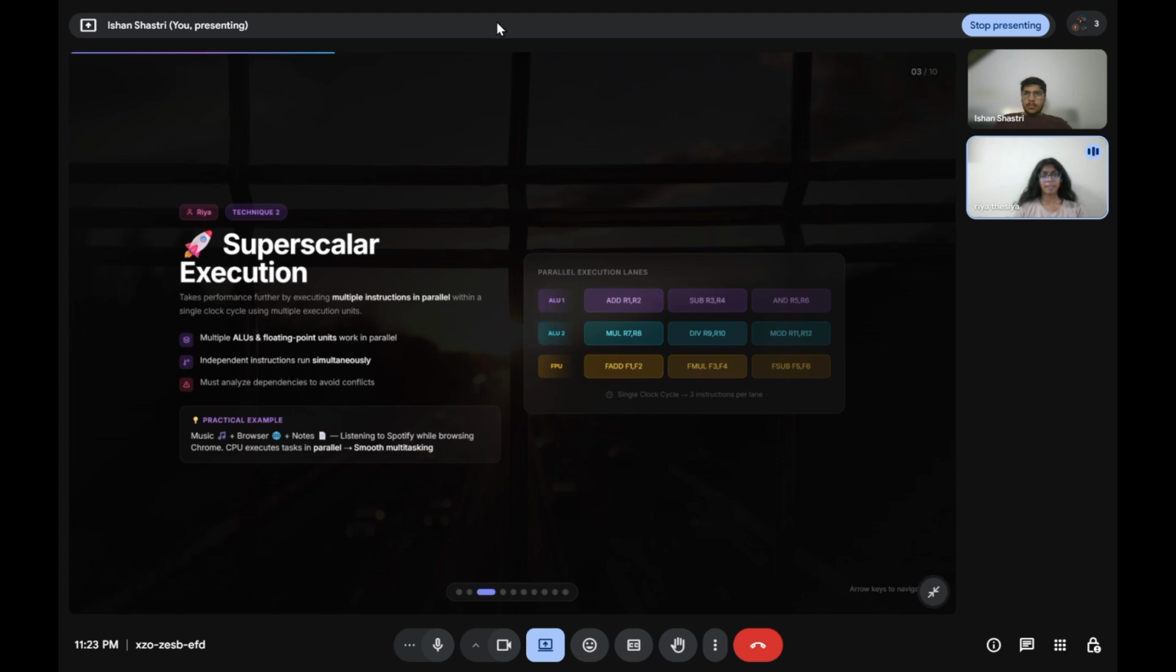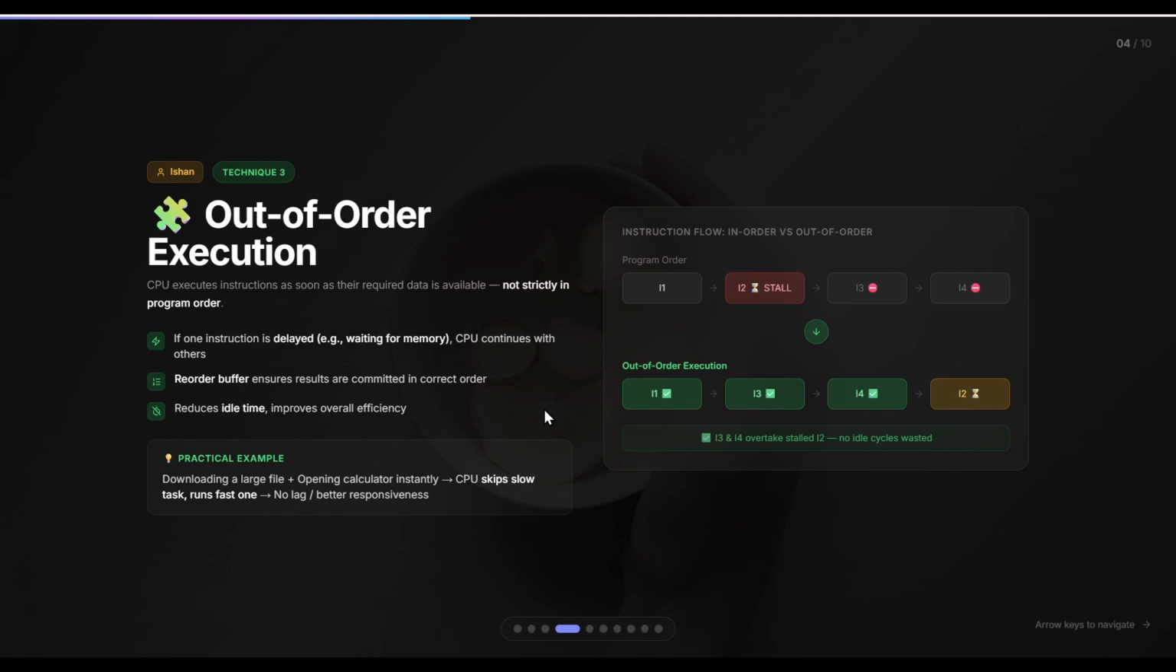Now, for the practical implementation, we can execute multiple instructions as soon as their required data is available rather than strictly following the program order. If an instruction is delayed, for example waiting for memory, the CPU continues executing other independent instructions. This reduces time and improves overall efficiency. A structure called the reorder buffer ensures that the results are committed in the correct order, maintaining program correctness.